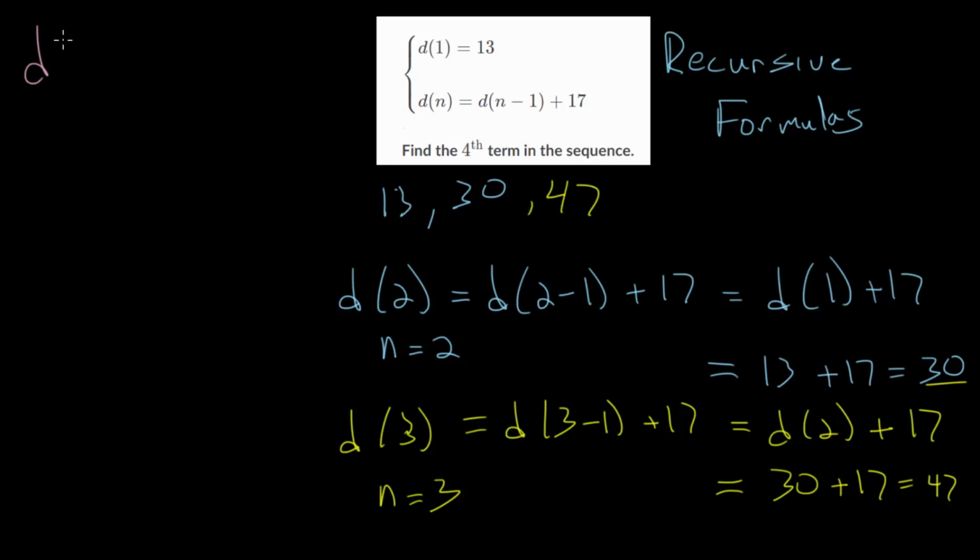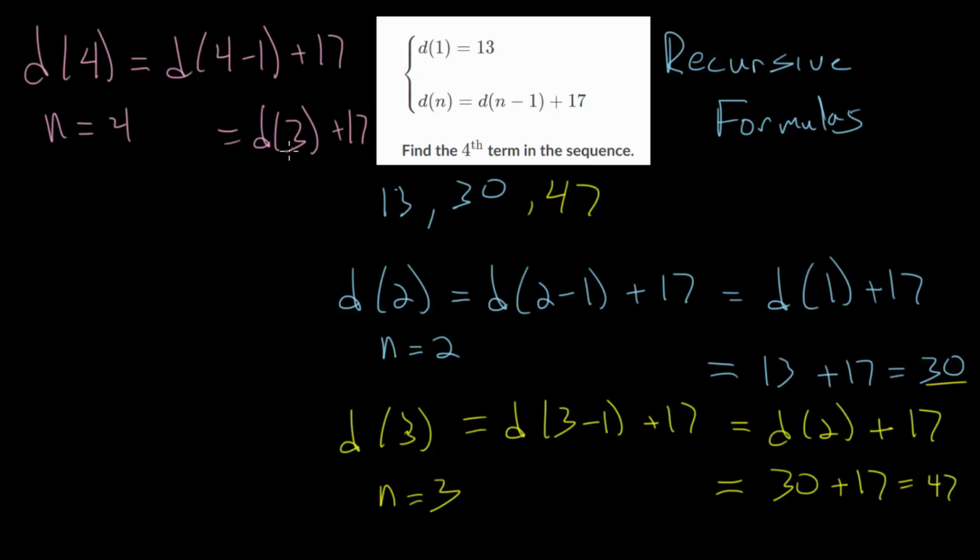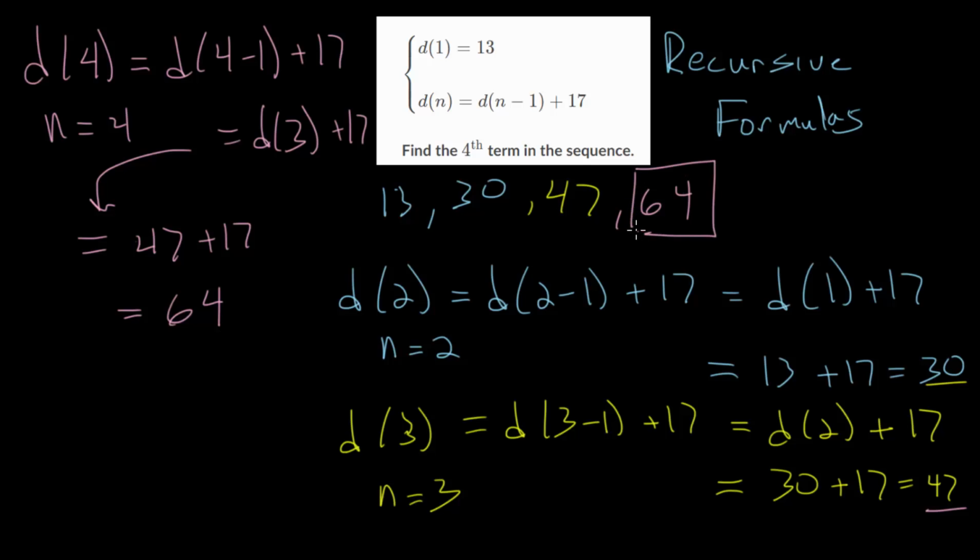And to find the fourth term, well, we plug in n equals 4 here. And so we have D of 4 minus 1 plus 17. And D of 4 minus 1 is really just D of 3 plus 17. And D of 3 is just our third term. We found that. That's 47 here. And so this would simplify to 47 plus 17. So that brings us to 57 plus 7, which is 64. And we just wanted to go to the fourth term. So 64 would be our final answer here.